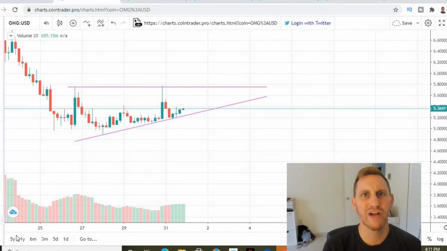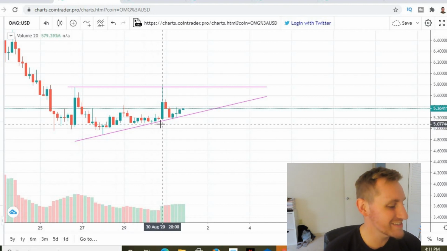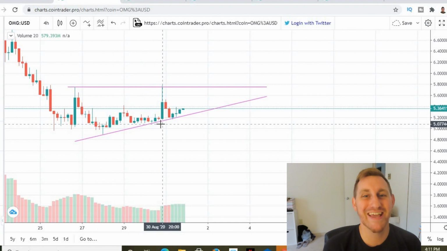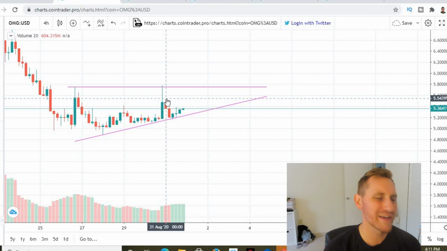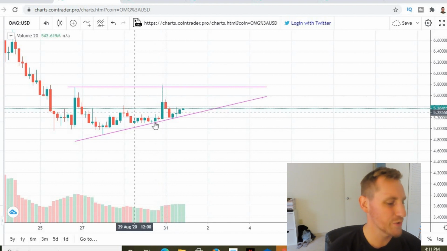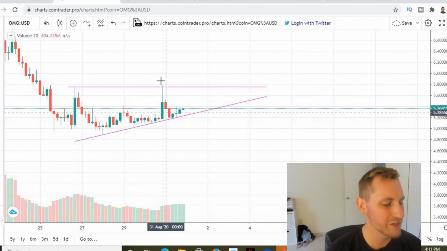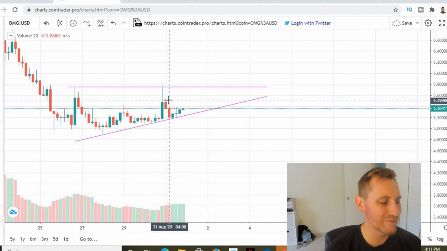As we jump right in to the short-term chart for OMG, as you guys can see, we're pretty much just in this ascending triangle pattern, right? So yesterday I was thinking about making a video about OMG because we were having this huge green candle here, and then we started to get a pullback halfway through while I was making the video.